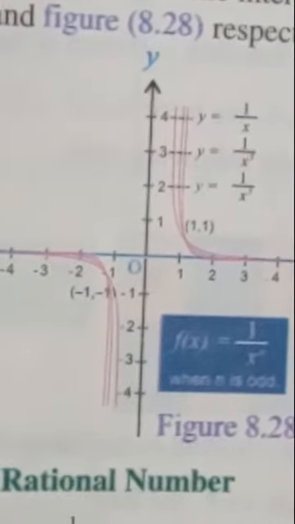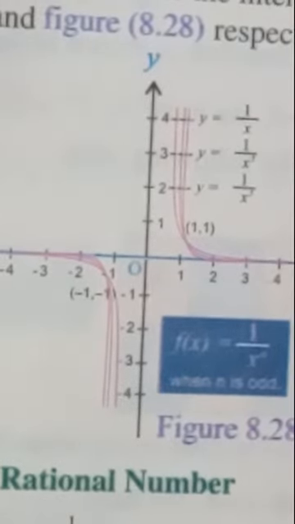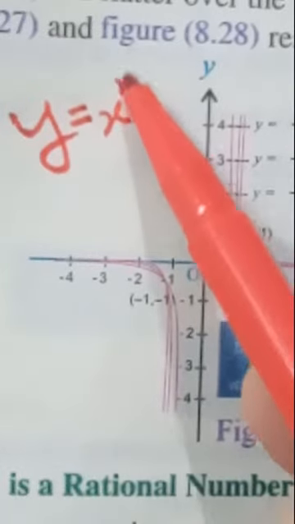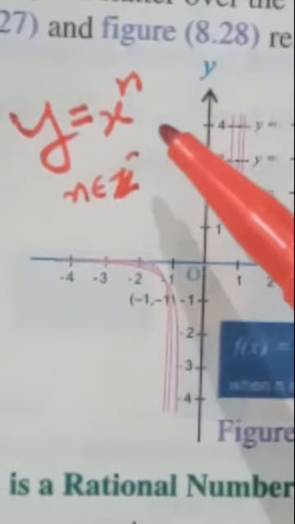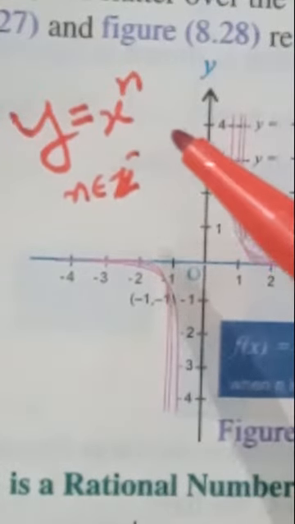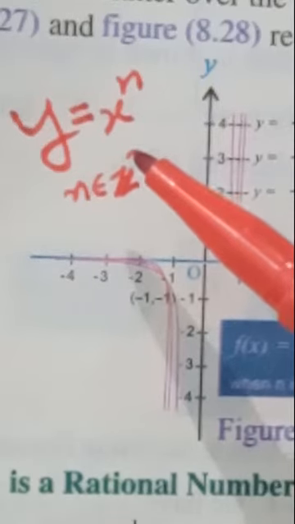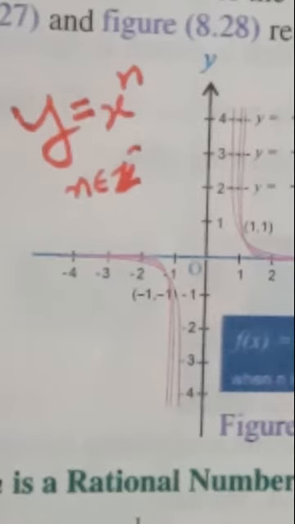So as the value of n decreases, remember this point, y is equal to x power n, and n belongs to negative integers. When n is equal to minus 1, the function is y is equal to 1 divided by x. That graph is a little wider from the x-axis and y-axis.